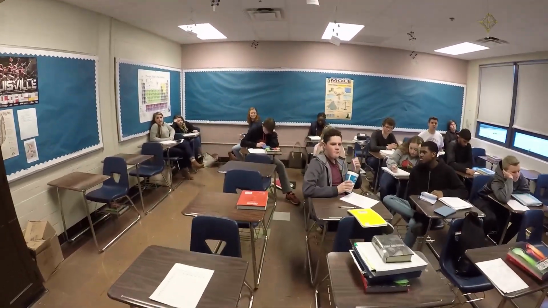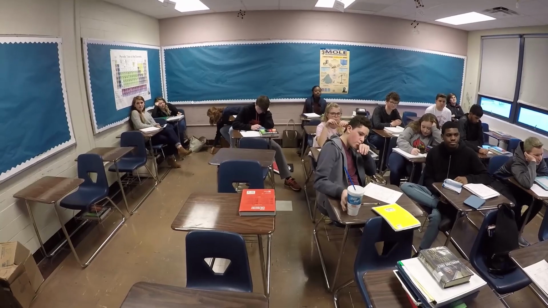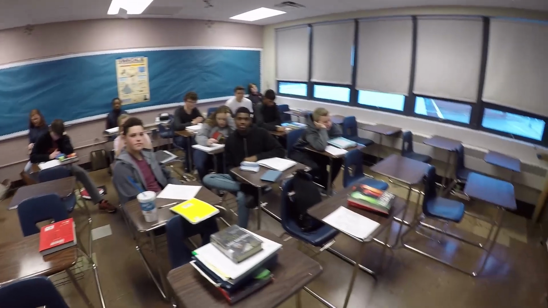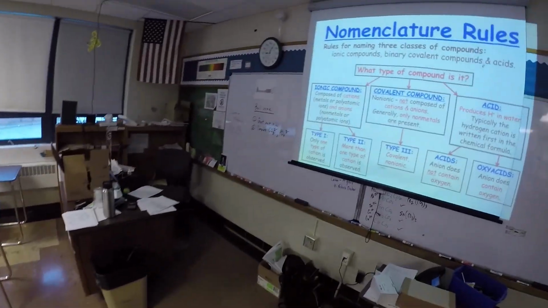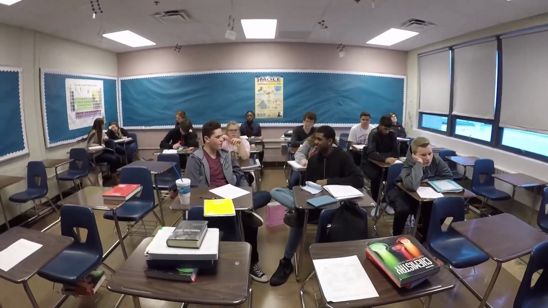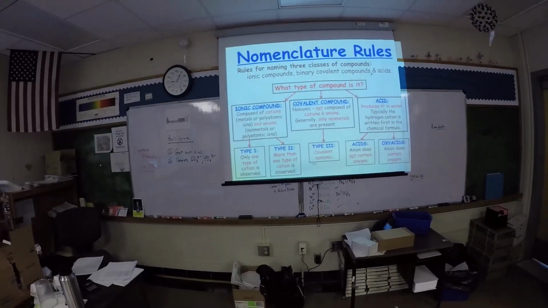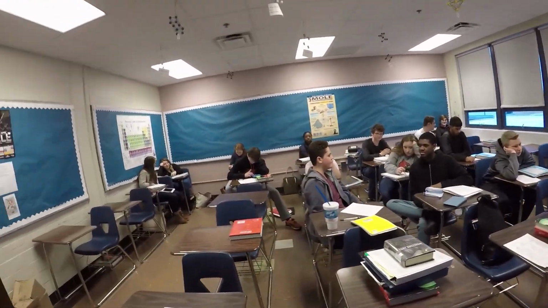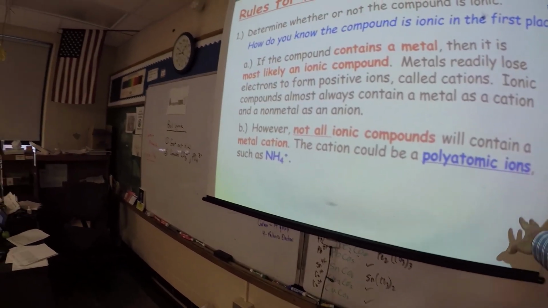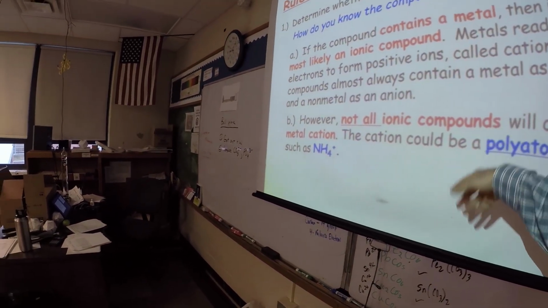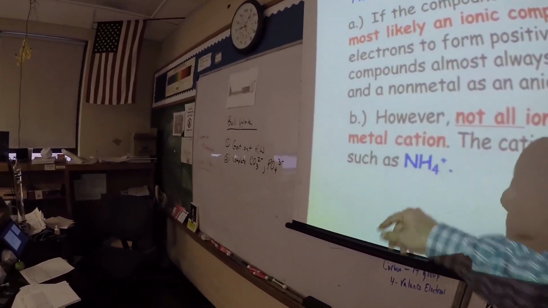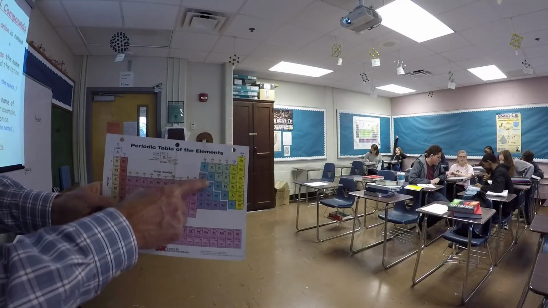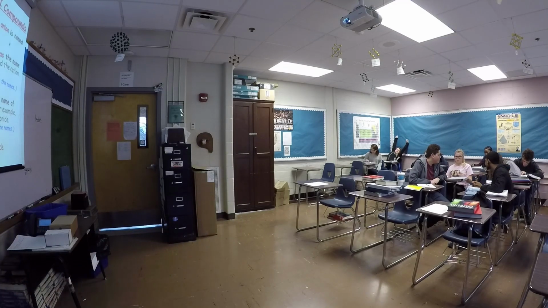So what does that mean? More than one type of cation is observed. Well, you can see what you see on the handout. NH4 plus would be an example of more than one type of cation is observed. So for the ionic, like we just mentioned, you have your regular metal, and then you have polyatomic, like the NH4 plus.